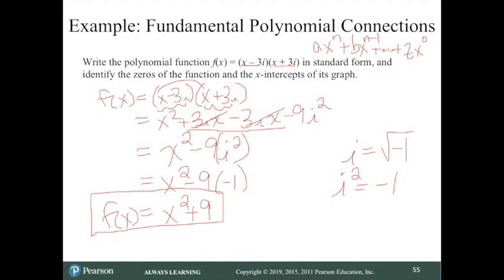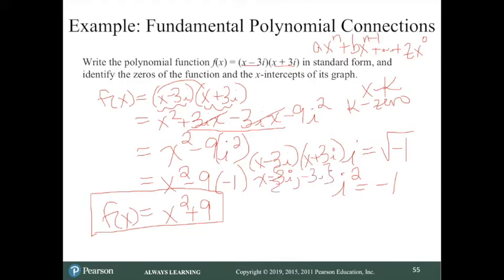The second part we said is identify the zeros of the function and the x-intercepts of the graph. Well, we're going to go back to the factored form to look at the zeros. Remember, if we have x minus k, then k is a zero. So from our first factor, we have x minus 3i, so that means x equals 3i is a zero. Our second factor, x plus 3i, gives x equals negative 3i. So we have two zeros here, plus or minus 3i.